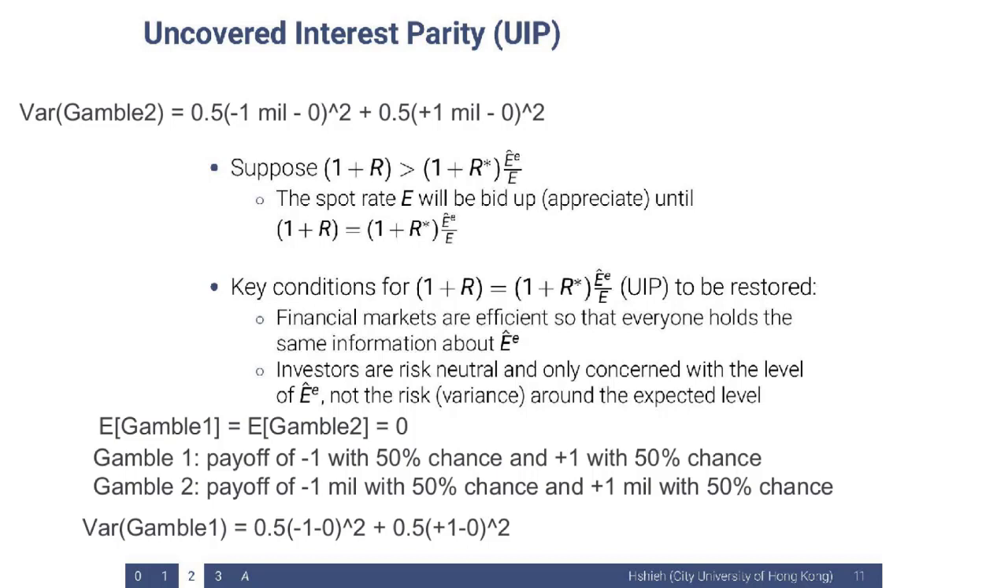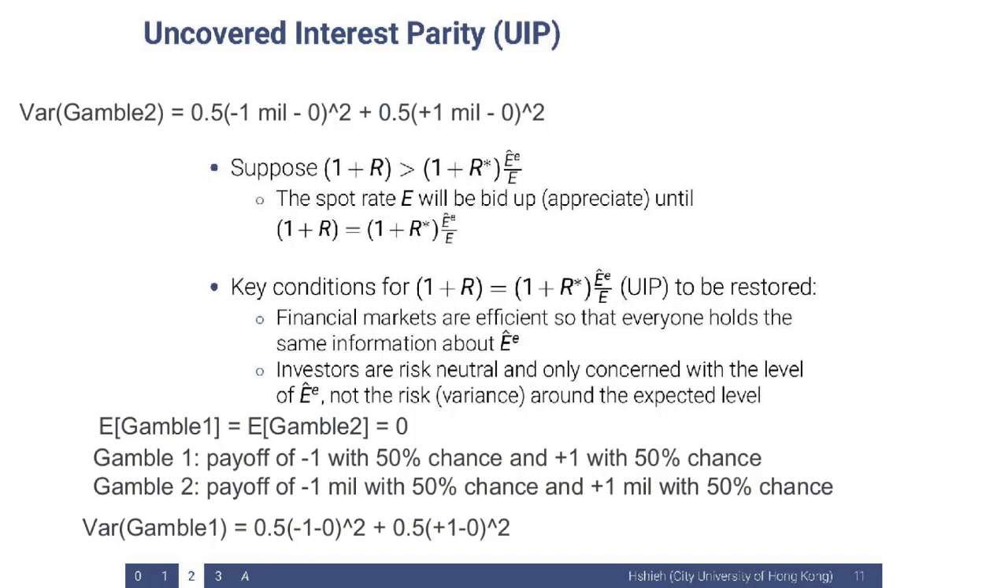Consider two types of gamble. Suppose you have a gamble that has a payoff of -1 with 50% chance, and +1 with 50% chance. So that's gamble 1. Gamble 2: payoff of -1 million with 50% chance, and plus 1 million with 50% chance.